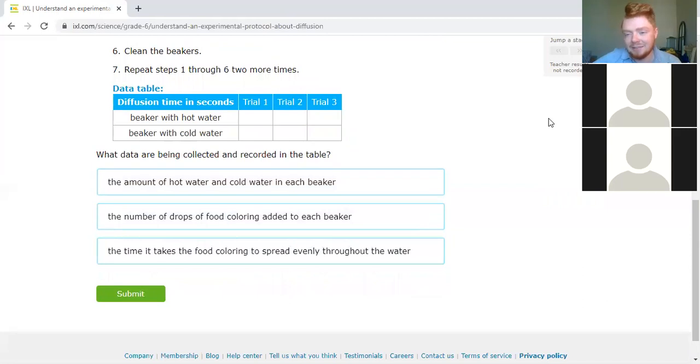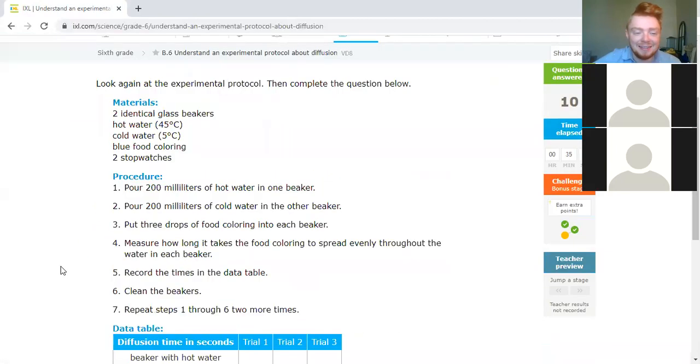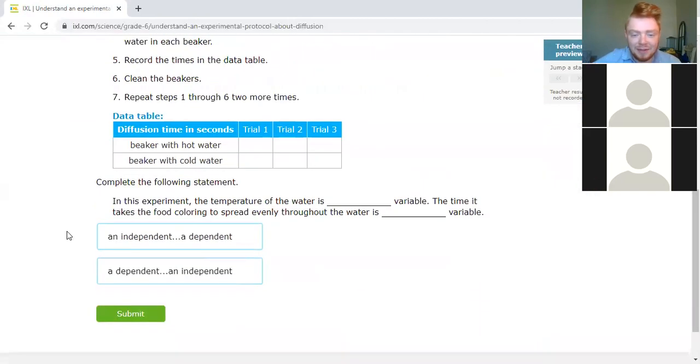Let me take a guess. Ayub, would you like to answer this again? Of course. What is it, buddy? Watch out, Anis. It is the bottom one. The time it takes the food coloring to spread evenly throughout the water. This is correct. It is the time. All right. There we go.